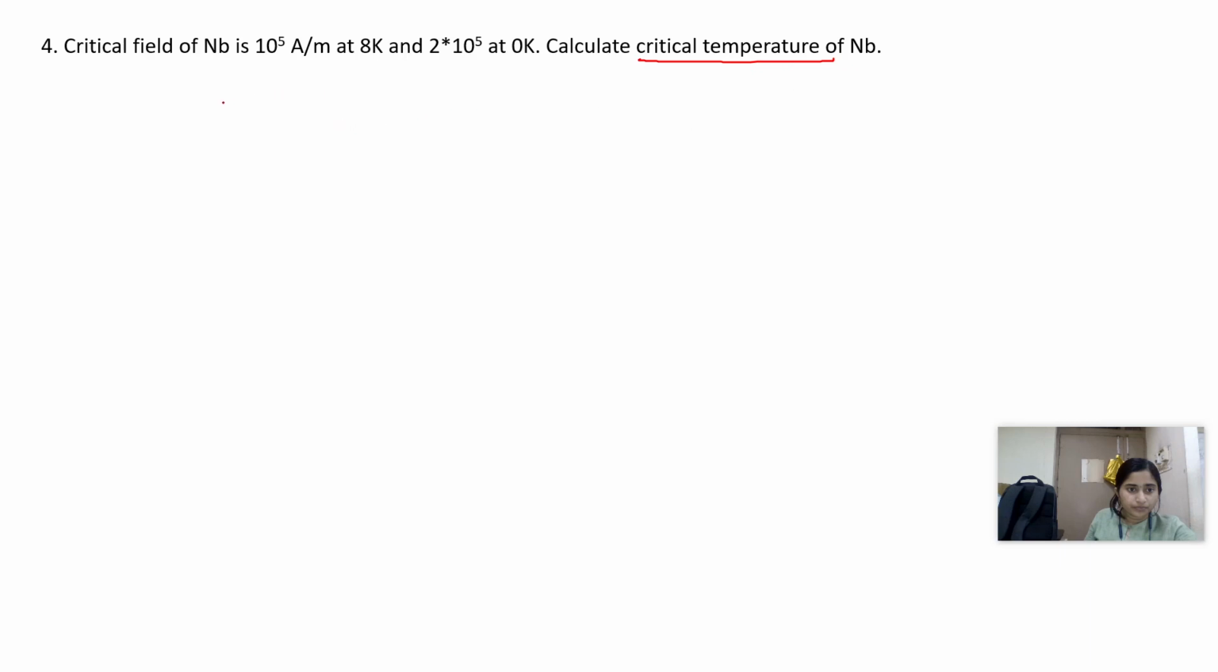So in this case, what are the parameters given? Hc of T is given as 10 to the power 5 ampere per meter. The temperature is T equal to 8 Kelvin. Now, the H0 value is also given, that is equal to 2 times 10 to the power 5 ampere per meter at T equal to 0 Kelvin.